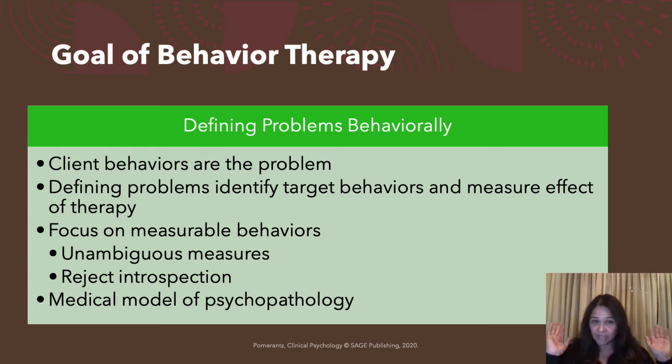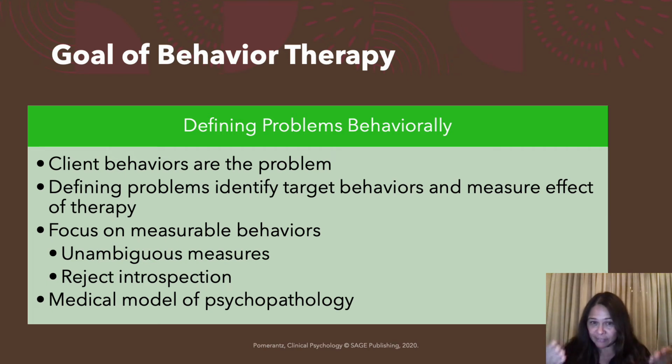So continuing on with the goals of behavioral therapy, really the first thing we're doing is defining problems behaviorally, because we understand that the client behaviors are the problem, right? That's the existing issue. So of course we have to define those problems and identify the target behaviors. When we identify those target behaviors, we have to measure the effect of therapy. So our goal is to not just identify the target behaviors, what is the problem, let's define it, but then we need to be able to measure the effect of the therapy.